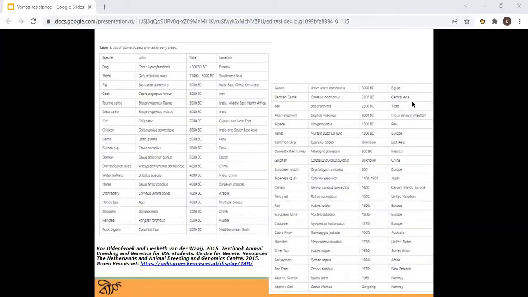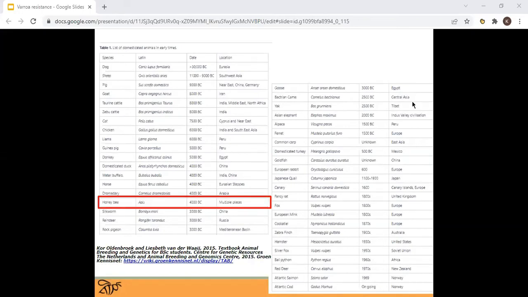This might be a little difficult to see. I know the writing is tiny here, but this is just a table showing some of the earliest domesticated animals. And you can see here's where our honeybees land. They were pretty early in terms of domestication. So this is just domestication.